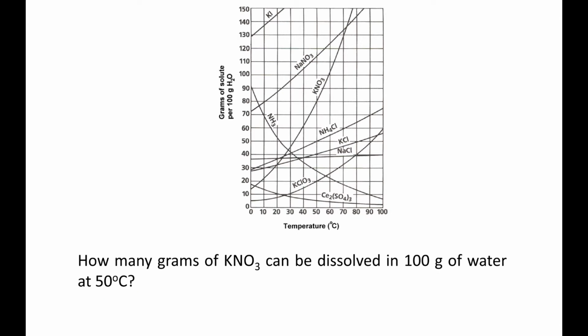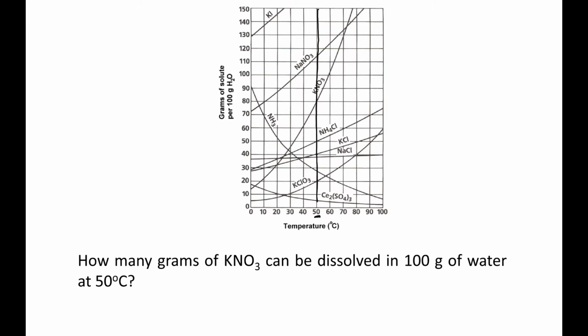Okay, how many grams of KNO3 can be dissolved in 100 grams of water at 50 degrees Celsius? Once again, we're already dealing with 100 grams of water. That's what this whole thing is. So let's just make sure you know that it's 100 grams of water. Okay, we're going to find 50 degrees Celsius first, which is right here. And I'm going to go ahead and draw a line up it. You don't have to do this on yours because you're not going to want to mark it.